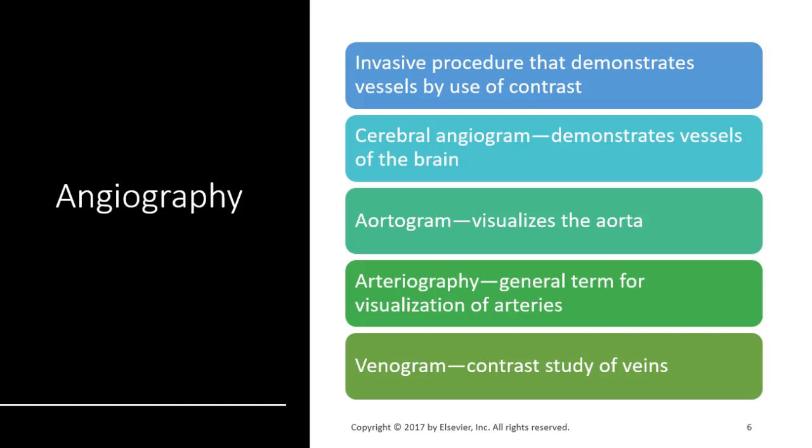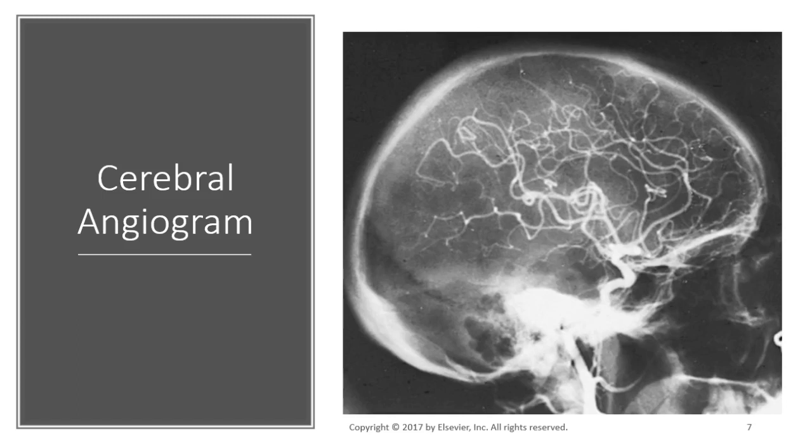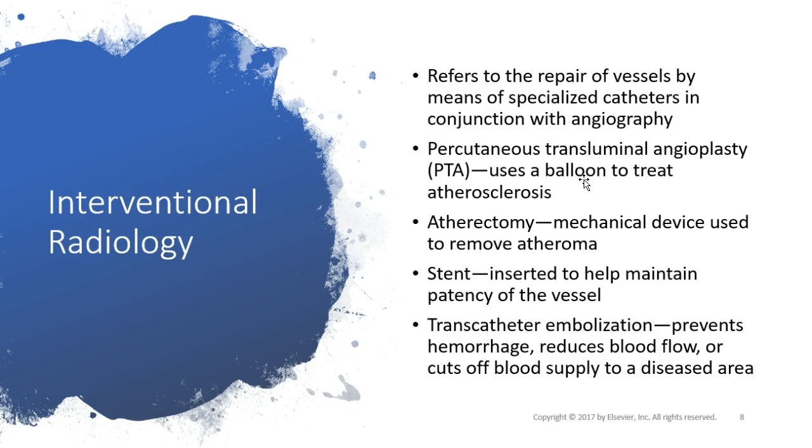We do cerebral angiograms, which demonstrate the vessels of the brain, an aortogram, which visualizes the aorta, arteriogram, a general term for visualization of arteries, and venogram is the contrast study of the veins. So we'll study the arteries and we'll study the veins throughout the whole body. This is a cerebral angiogram. As you can see here, you can see all the vessels within the brain, all the arteries.